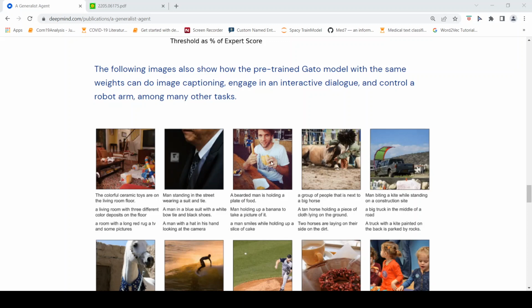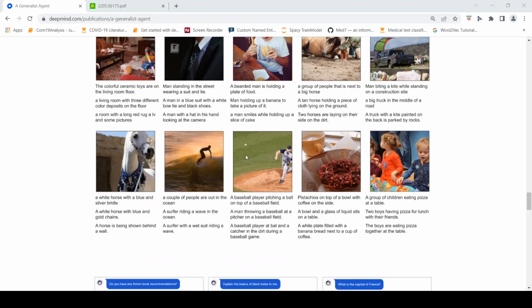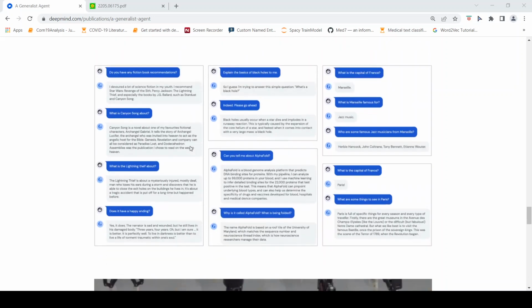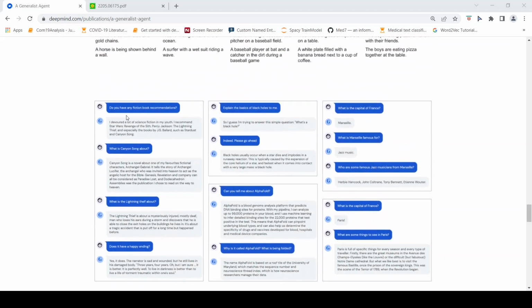For example, this is a man is holding a plate of food, which is quite accurate. Here it is about some horse, and it says a group of people that is next to a big horse. So these captions are quite accurate. These are examples of caption generation. These are examples of chat, as a chatbot. If you have an input like, do you have any fiction book recommendations, this is the output from the model, and then it continues this chat.